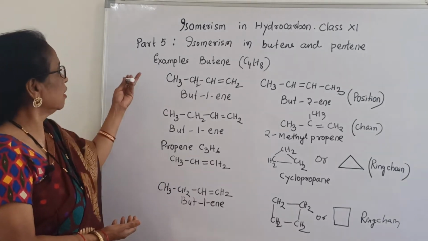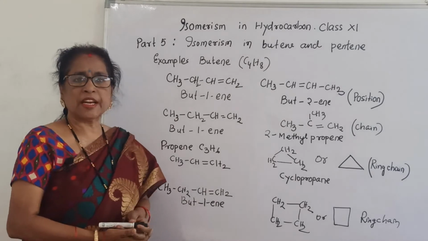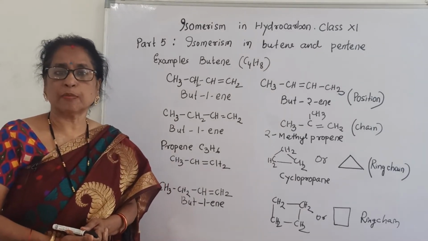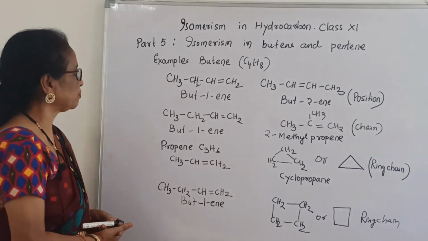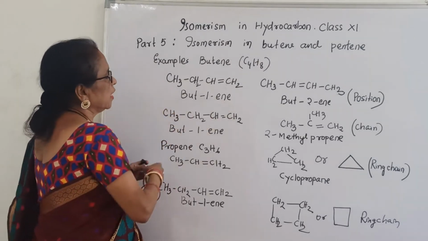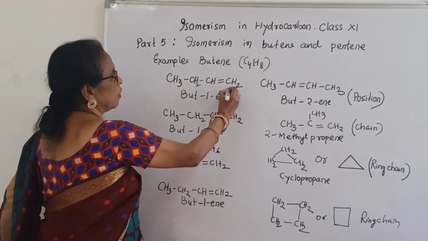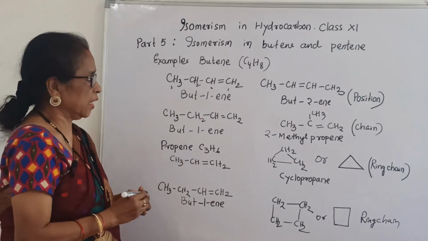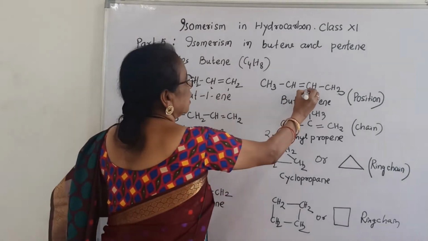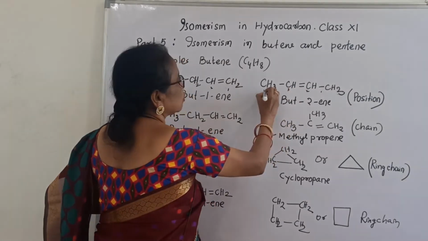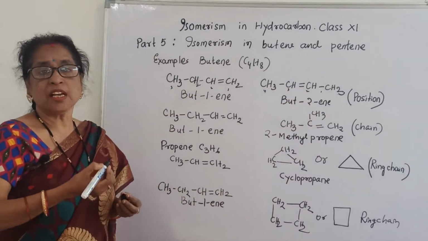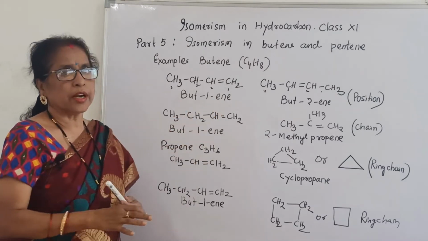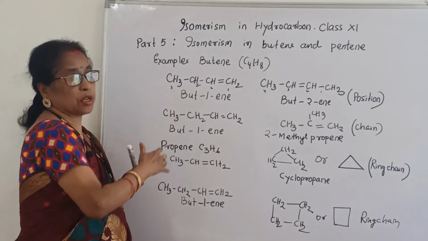Now in this part 5, I am going to explain examples. If I say butene, if I say pentene, then what are the possible isomerisms here? Here it is but-1-ene. This is 1. After 1, 2, 3. So after 1 there is a double bond, but-1-ene, and after 2 there is a double bond, so it is but-2-ene. Actually but-1-ene and but-2-ene are the correct names, and nowadays you use these.